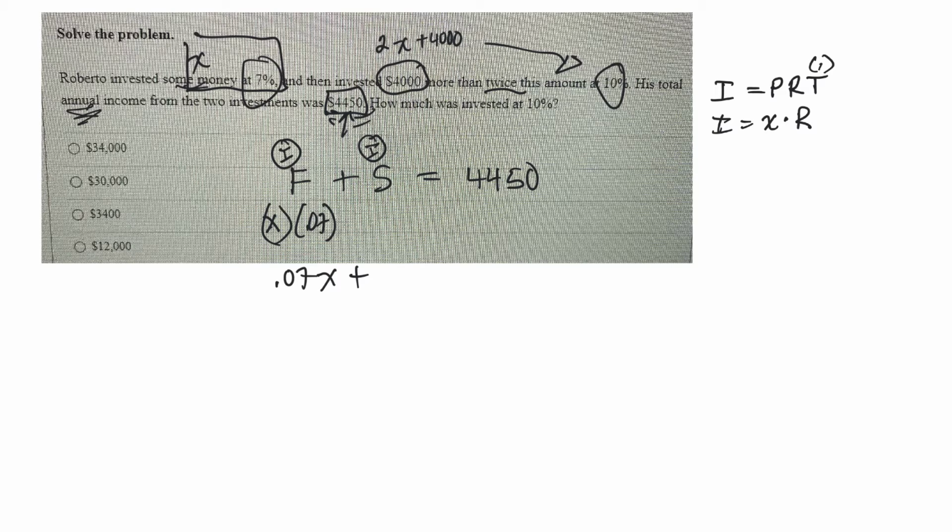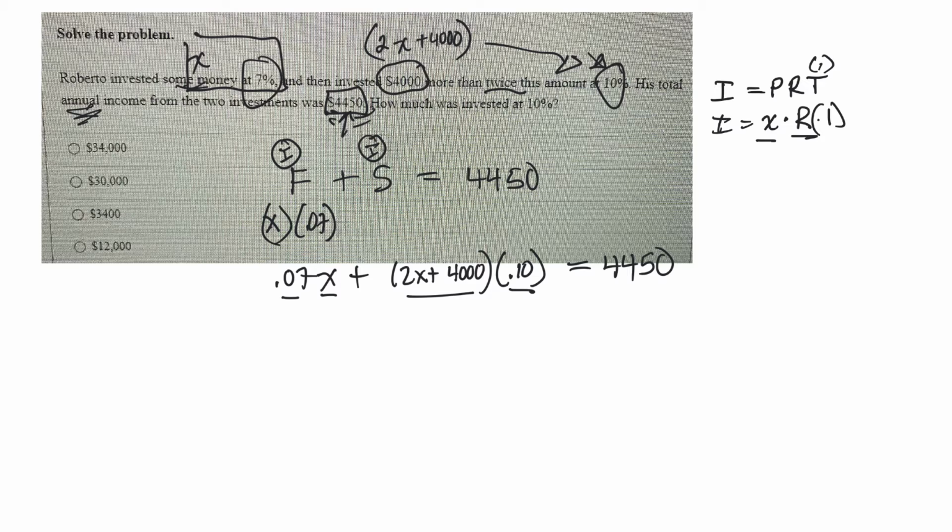Plus the second one, this is how much money he puts in at 10%. So he's putting in 2X plus 4,000, and he's putting that in at 10%. So this is the rate times the amount that he put in. We didn't put a t there because t was 1, right? So this is equal to 4450. So now I've got an equation with just one x in it that I can solve. So this one just stays as that.